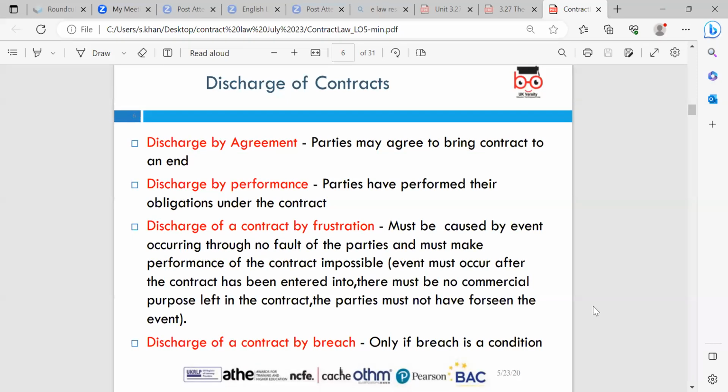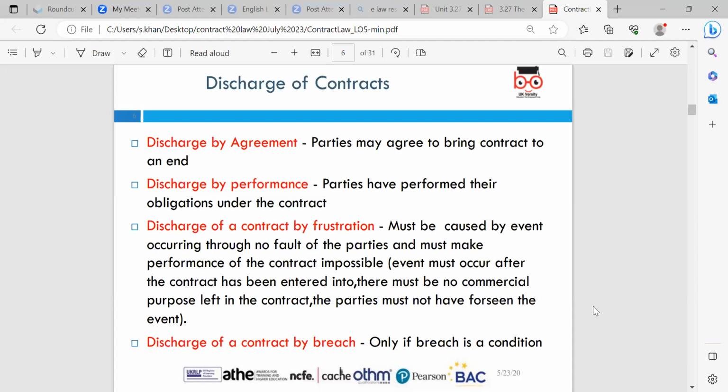Discharge of a contract by frustration. So this must be caused by an event occurring through no fault of the parties and must make performance of the contract impossible. So the event must occur after the contract has been entered into. There must be no commercial purpose left in the contract, and the parties must not have foreseen the event.